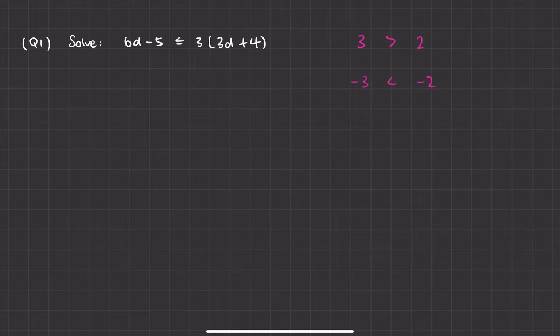Basically, if you have a situation where you are multiplying or dividing by a negative, then we have to just flip the sign. Hopefully we can flesh some of these examples out.